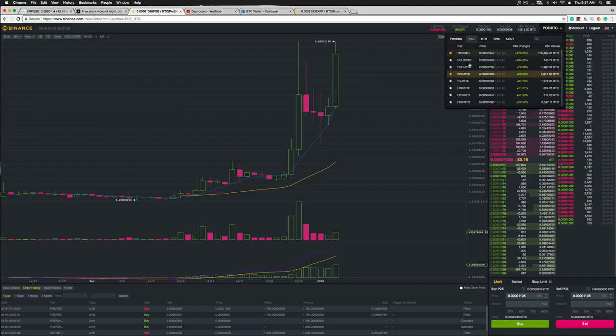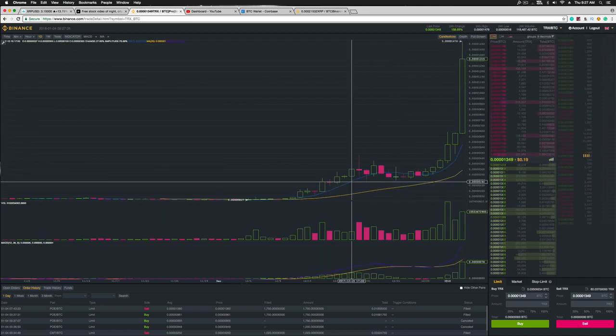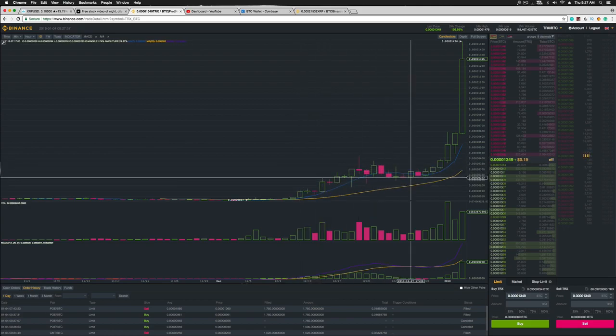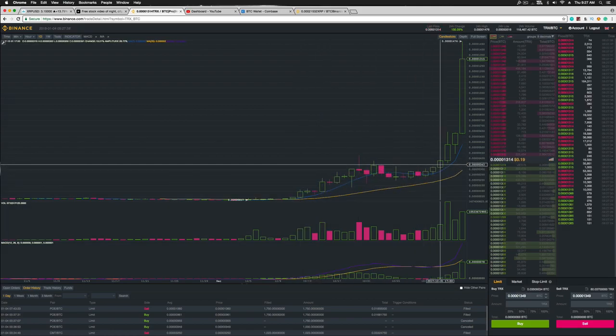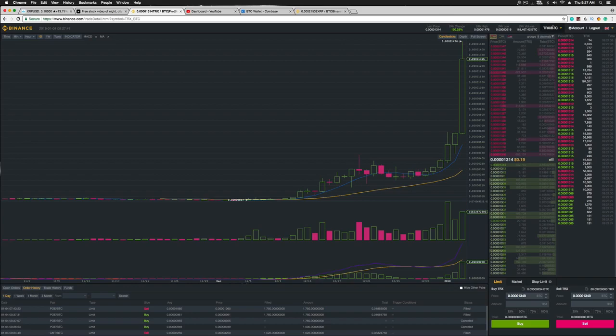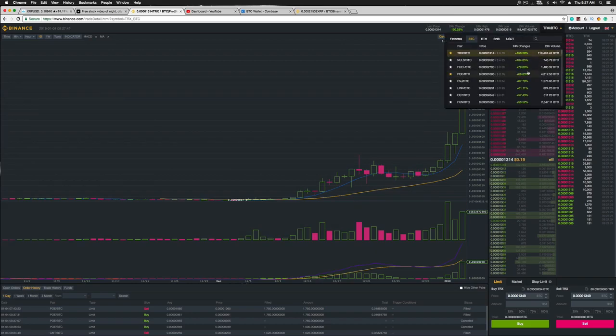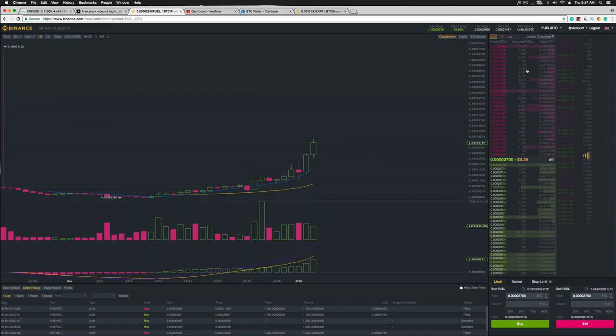Let me erase that. Tron, same pattern. Comes up, consolidates, first green candle, make a new high. Boom, breakout. You sell into the breakout. Okay, and you don't have to day trade these. You can trade these for as long as you want.